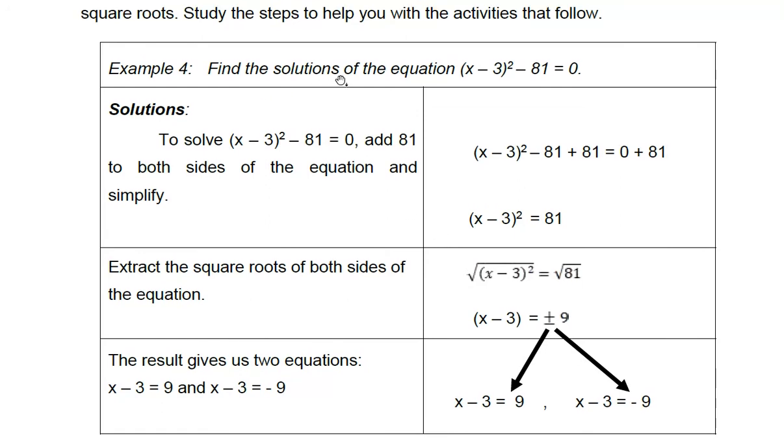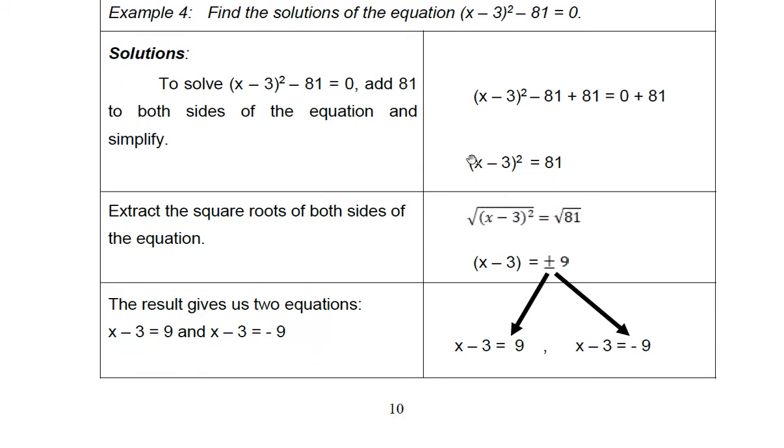Find the solution of the equation (x − 3)² − 81 = 0. So just isolate the value of our c here. We're going to transpose it to the other side, then it becomes positive from negative. Then we have it in this form.